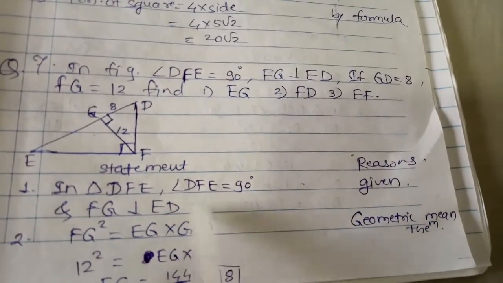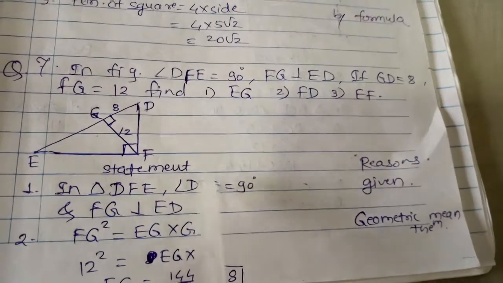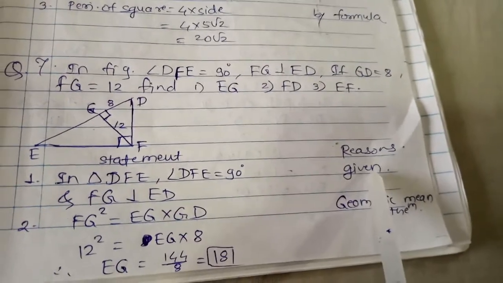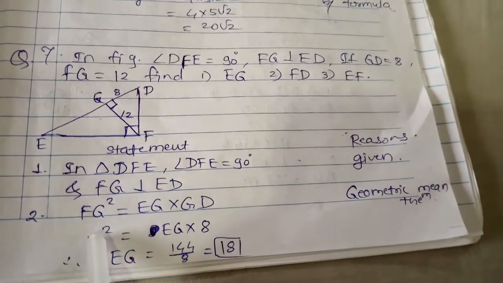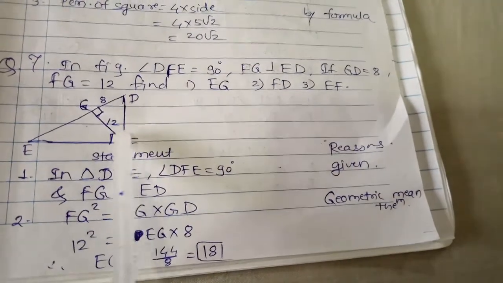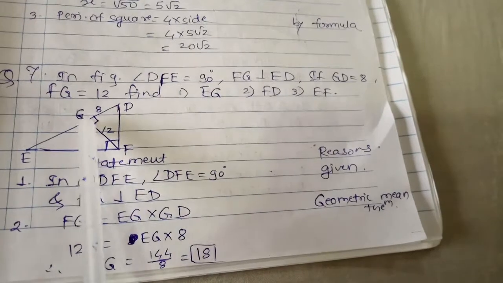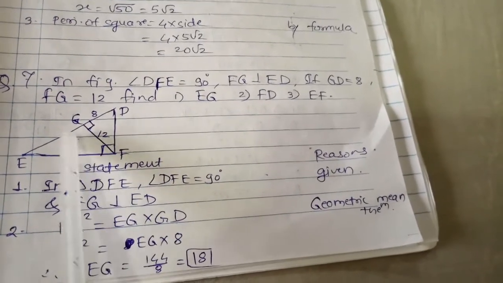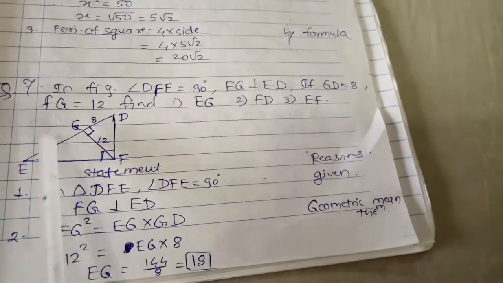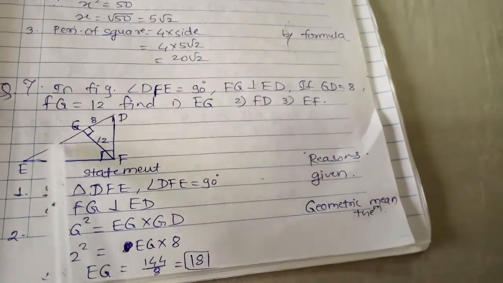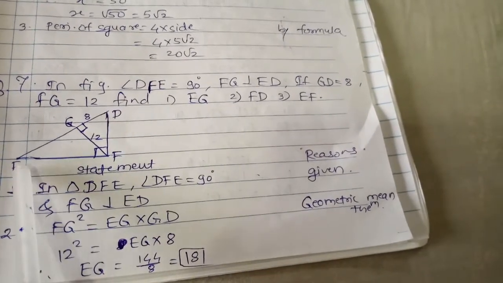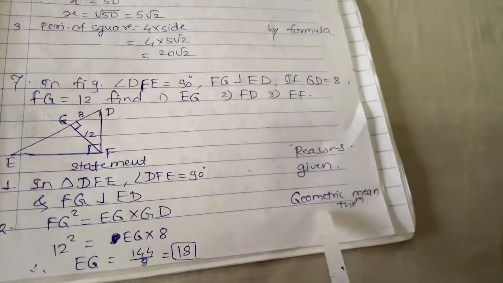Now see, in triangle DEF, this angle F is 90 degree, which is given, and FG is perpendicular to ED. So you learn about the geometric mean theorem, that is, if we draw a perpendicular from the right angle to the hypotenuse, then the square of this perpendicular part is equal to the product of the two parts on which this perpendicular is drawn. So FG square is equal to EG into GD by geometric mean theorem.